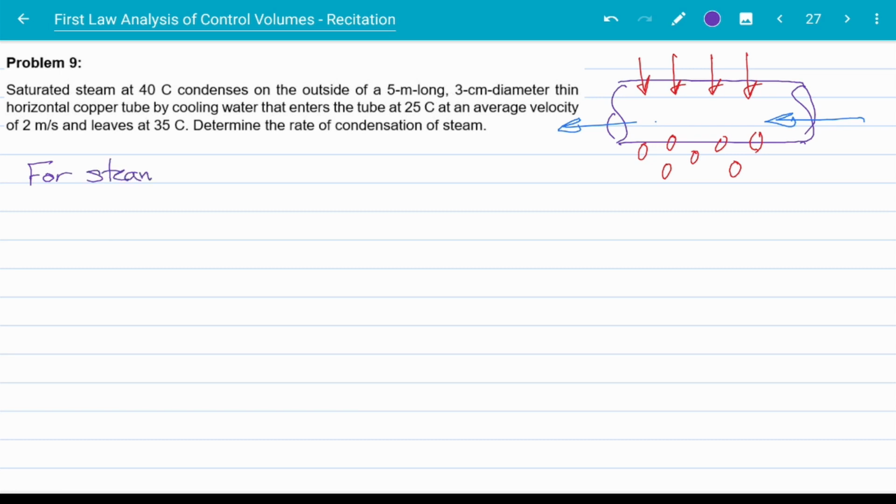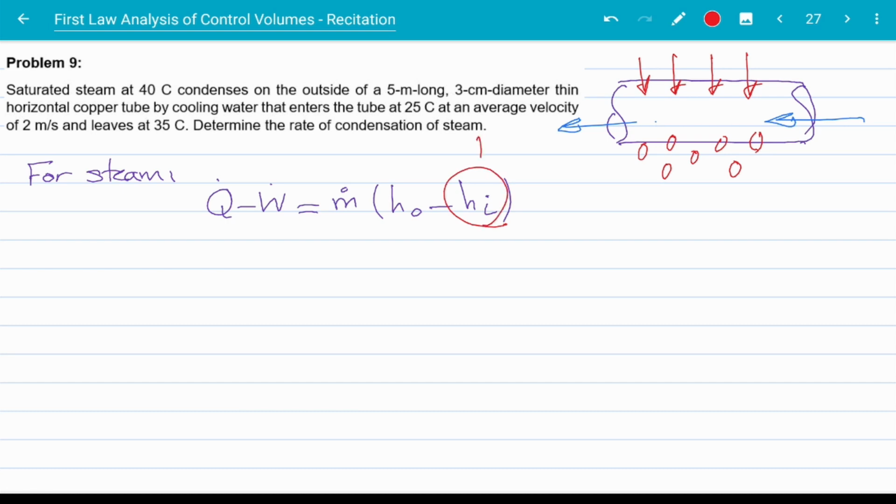For the steam, if we write down the first law, we get that Q dot net minus W dot net is equal to m dot of the steam times the change of enthalpy, h_o minus h_i. Now, what are h_o and h_i in this particular problem? Steam enters as saturated vapor, right?